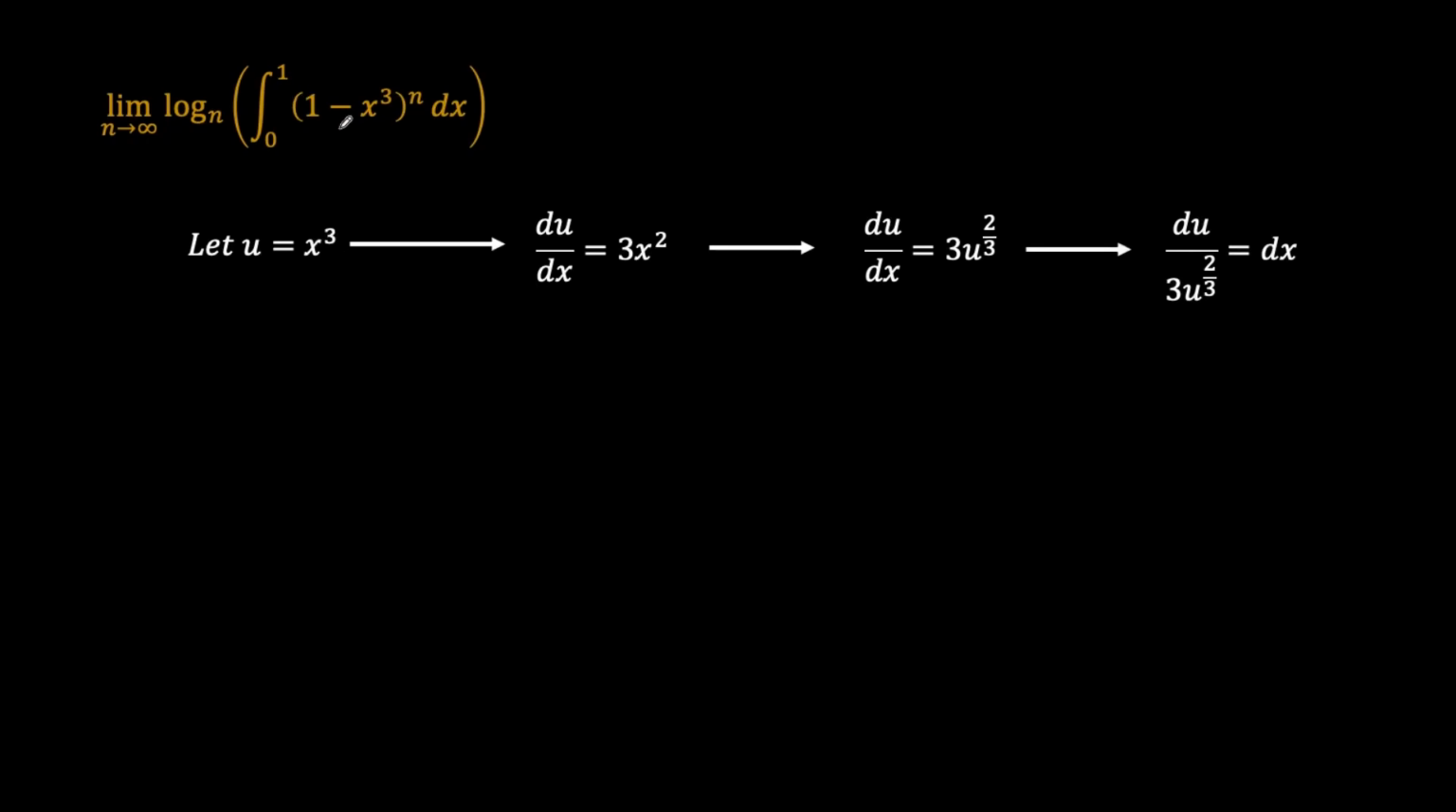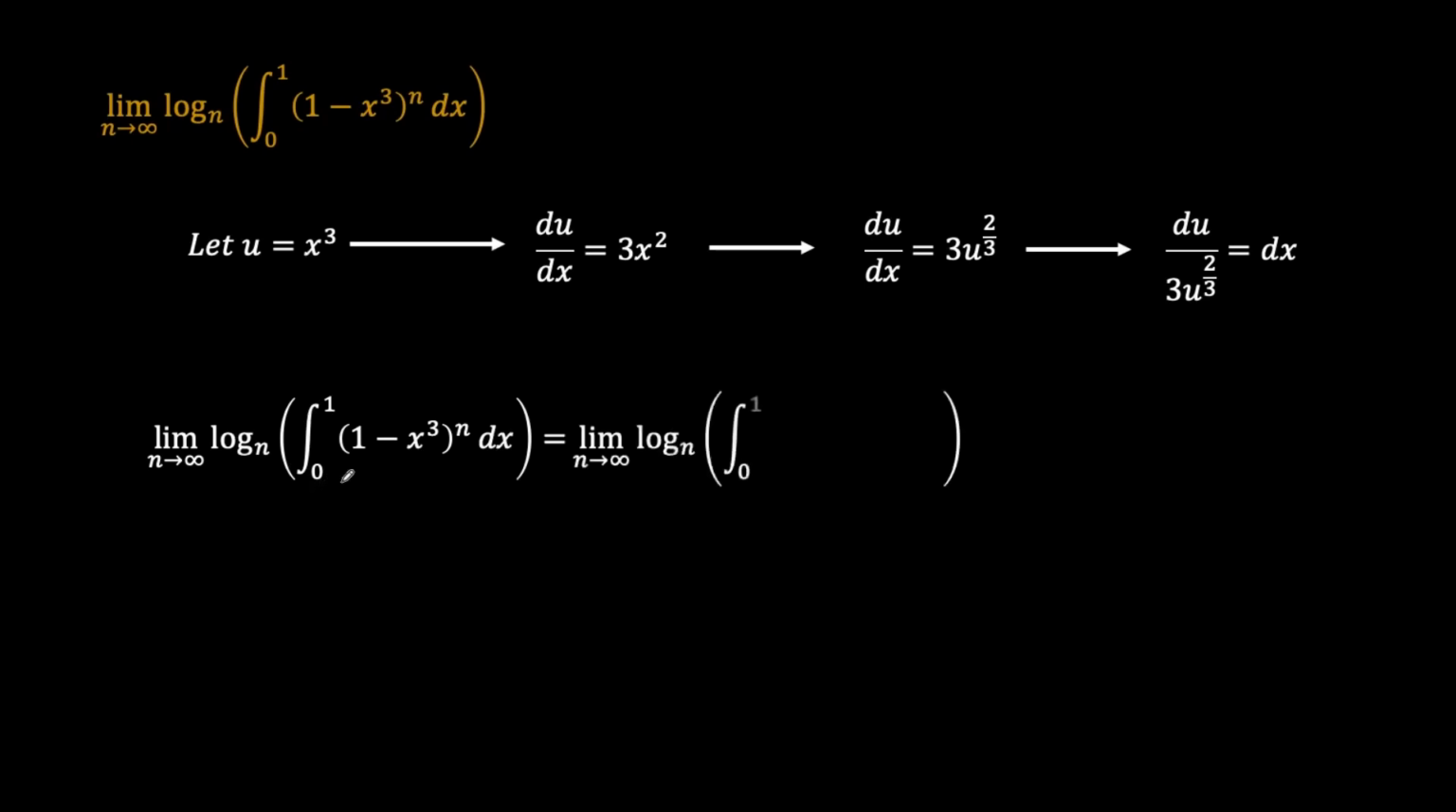So the limits don't really change, and our problem now becomes the limit as n tends to infinity of the log to the base n of the integral from x equals 0 to 1 of (1 minus x to the power 3) to the power n, which is the same as the limit as n tends to infinity of log to the base n. The integral now becomes the integral from u equals 0 to u equals 1 of (1 minus u), close bracket, to the power n, in place of x to the power 3 we have u, and in place of dx we have du over 3 times u to the power 2/3.